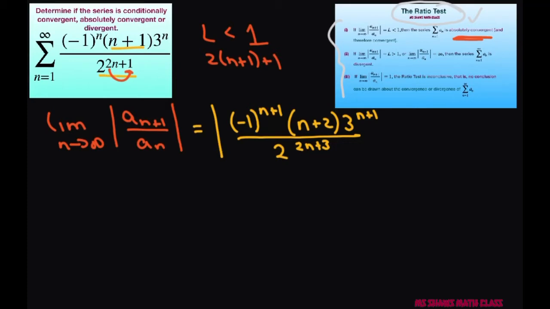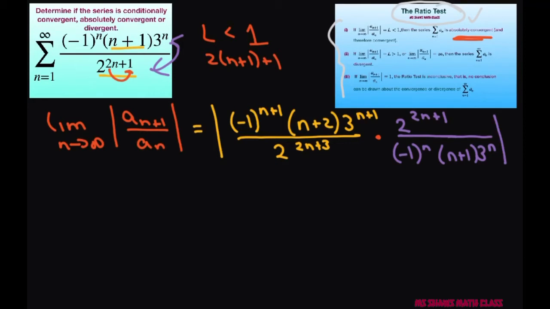Now, we're dividing by a sub n, which is the same as multiplying by the reciprocal. So multiplying by the reciprocal, that's going to be 2 to the power of 2n plus 1 divided by negative 1 to the nth power times n plus 1 times 3 to the power of n. Now, all we have to do is simplify this. So we can get the limit as n approaches infinity.